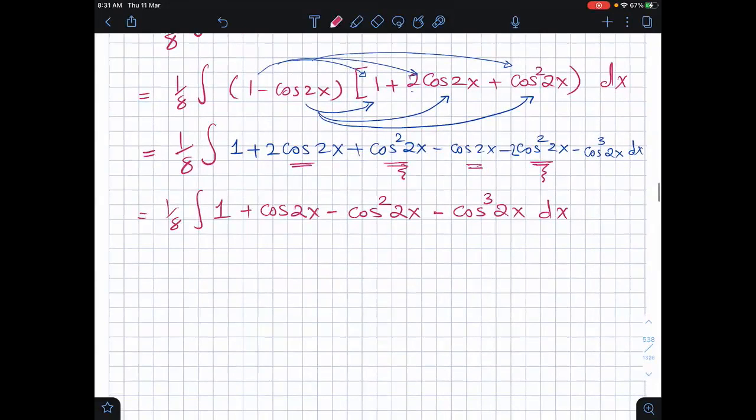Now we can integrate each one alone. So it's going to be 1 over 8 in brackets. Then x, integrating separately: x plus cosine 2x is going to be sine 2x over 2.